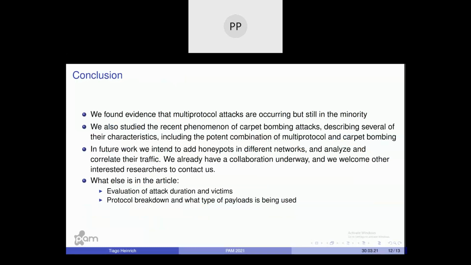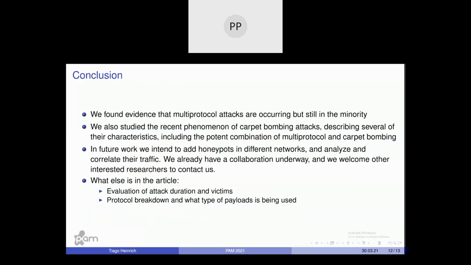We found evidence that multi-protocol attacks are occurring but still in the minority. We also studied the recent phenomenon of carpet bombing attacks, describing several of their characteristics, including the powerful combination of multi-protocol and carpet bombing.